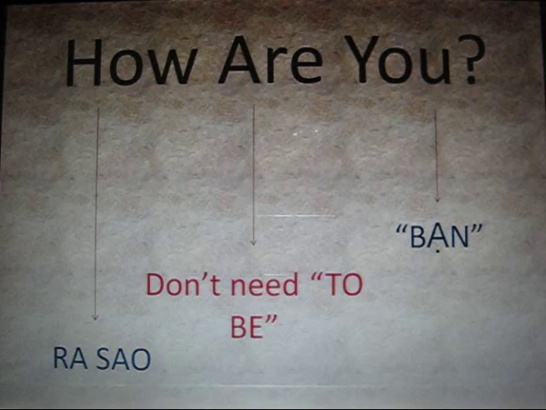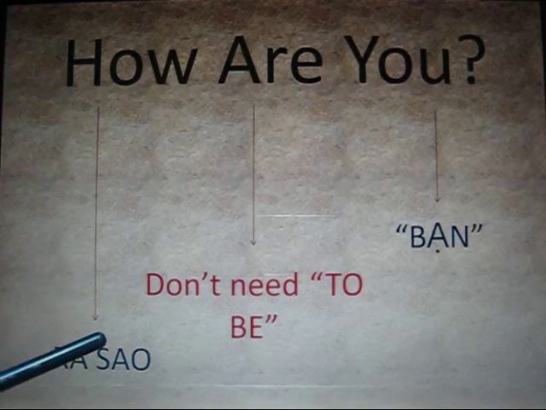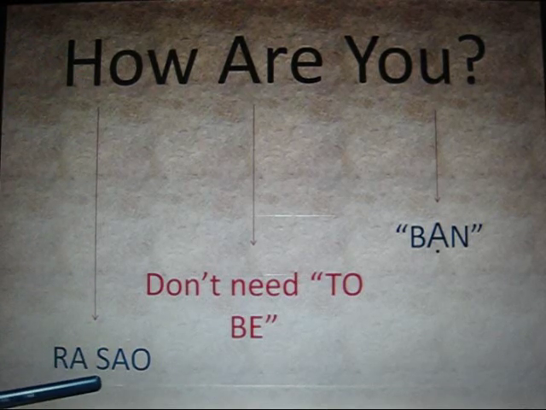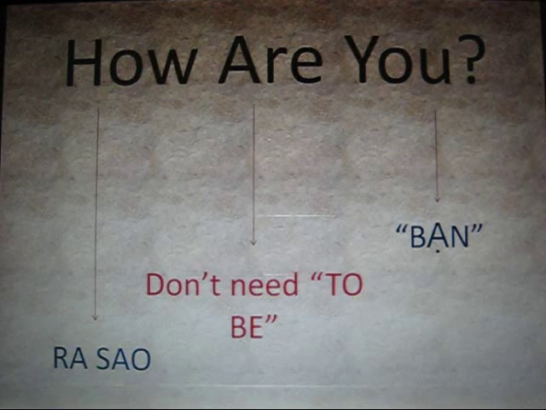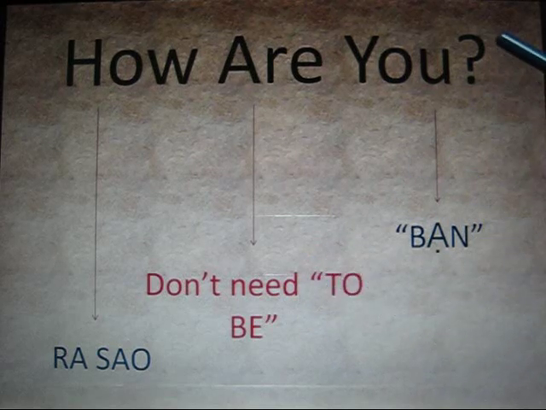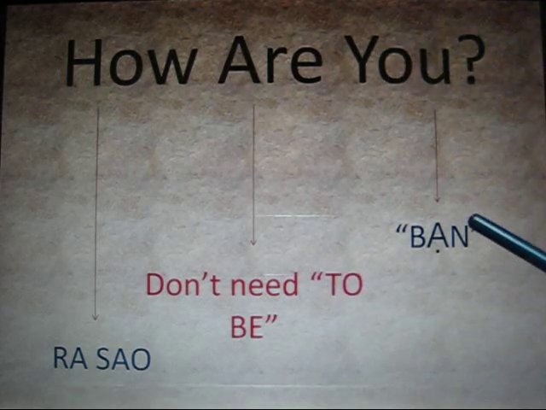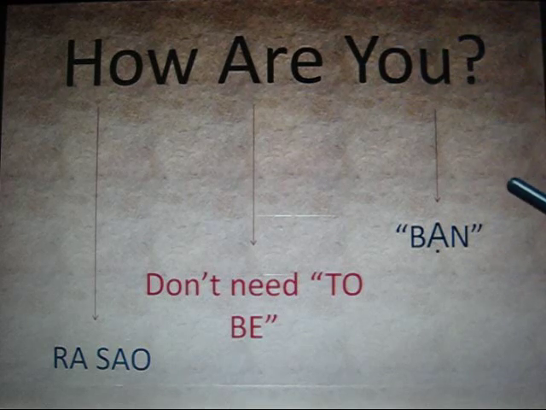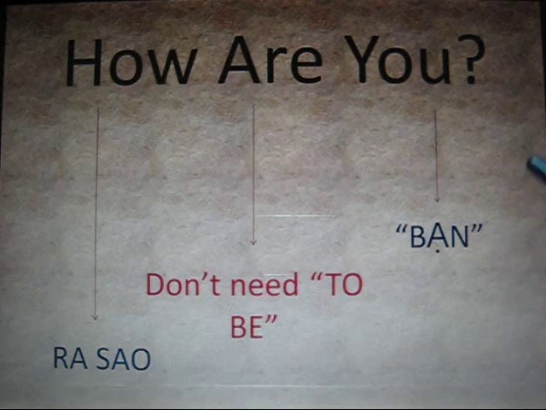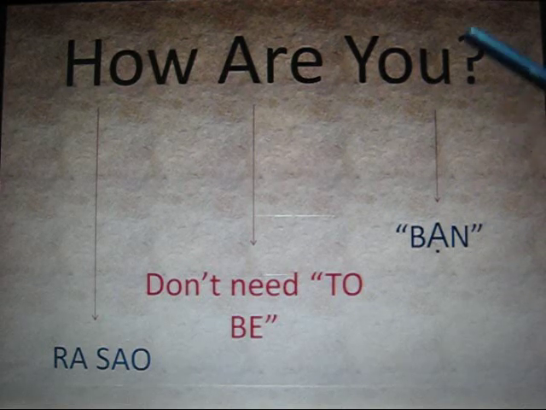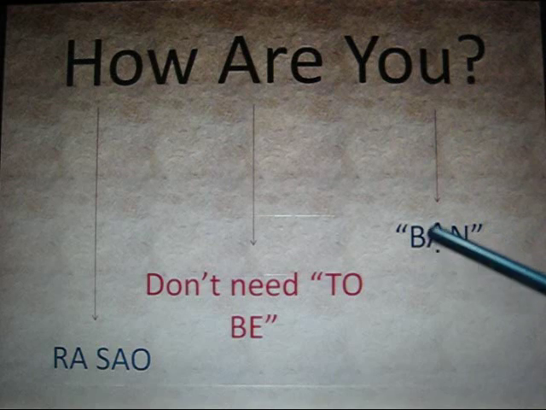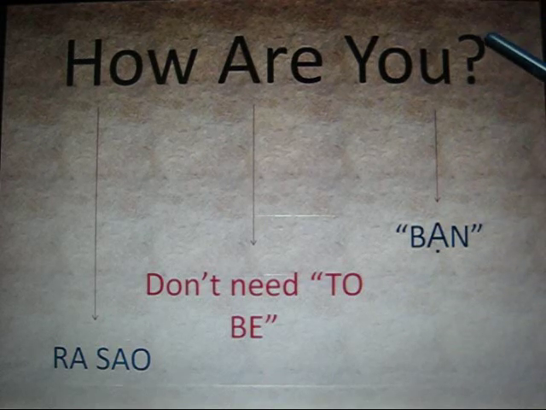And for the sentence "How are you?" here, as you can see, how is "ra sao." And "are" here is the verb to be. We will talk about it later. And the word "you" here means "bạn." You can go back to lesson 6 and find out that you can use "bạn" or other words for "you," whatever you want.